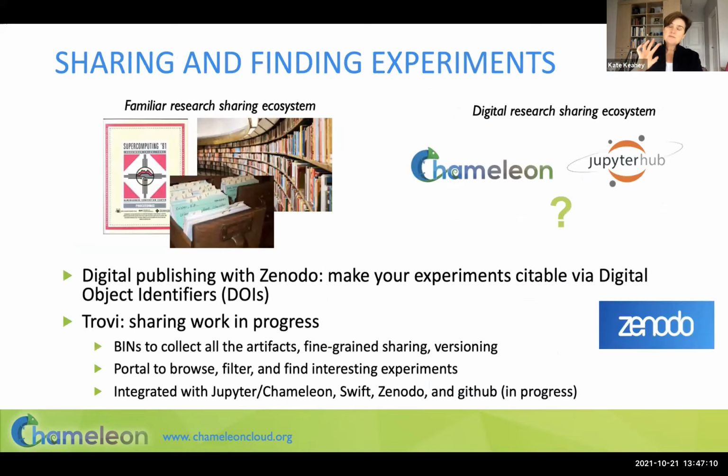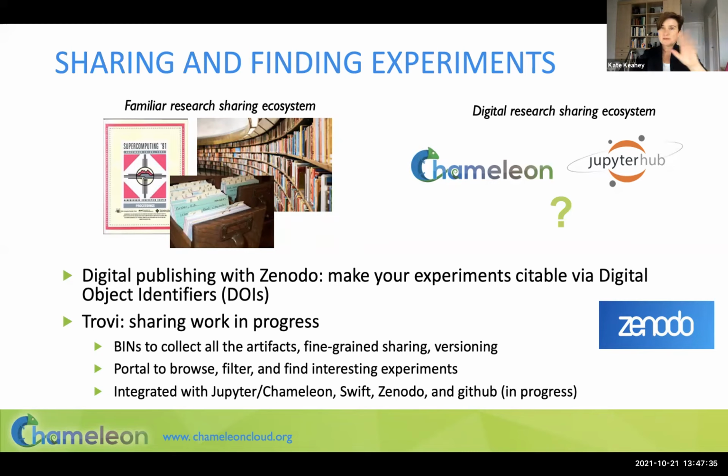And then finally, how do we share and find those experiments, right? So it seems to me that we need to rethink the familiar research sharing ecosystem, where we write papers, put them in proceedings, put them in libraries, and then there's an indexing system that finds them. Right now, when I read a paper, I don't really need anything else other than my eyes and my mind, of course, to interpret what's in that paper, right?